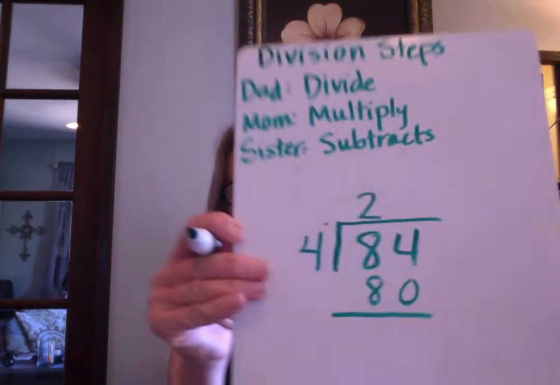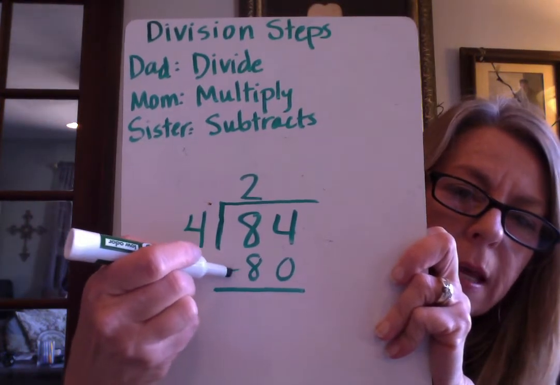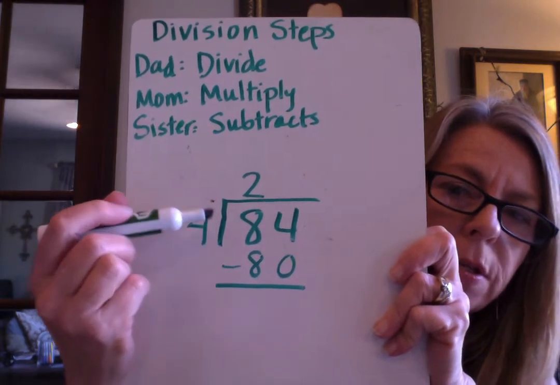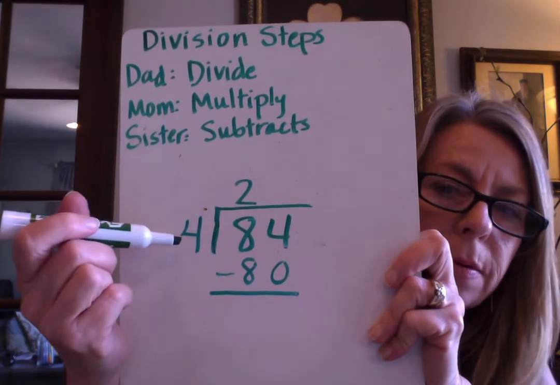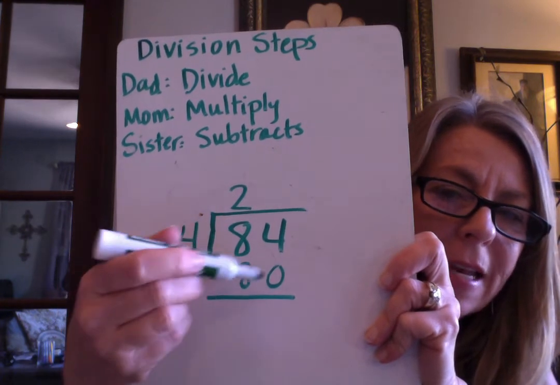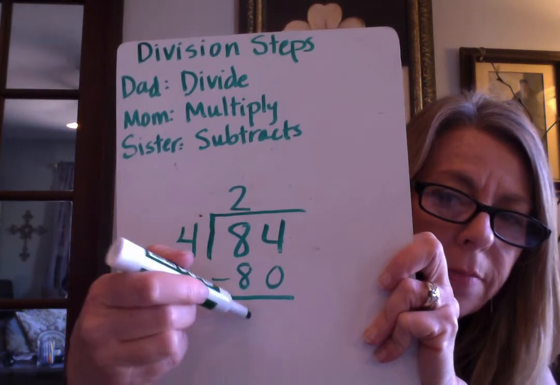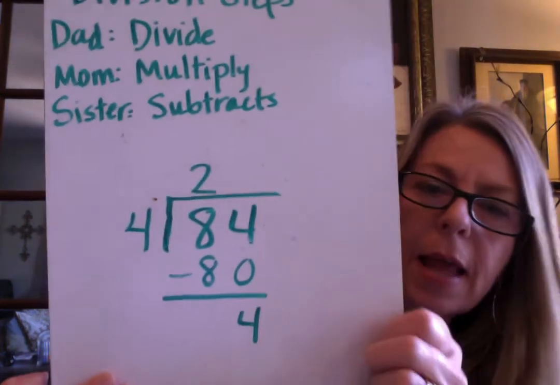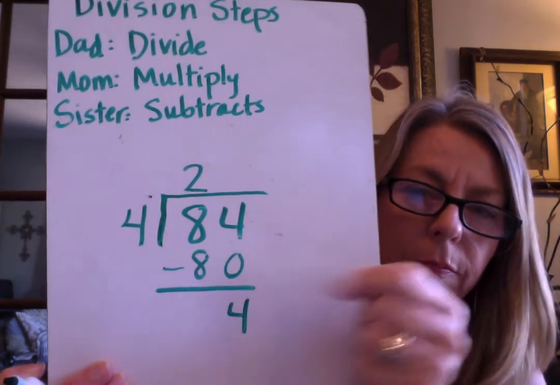Okay, now sister's going to come along and she's going to subtract. Now the reason we're subtracting is because if we're taking 8 tens and dividing it by 4, we're going to end up with 2 tens. So we've already divided 80 of these. So we want to take this out of our number. So we just go ahead and subtract 80, okay? So you can see we are going to have the answer 4, okay? And that is 4 in the ones place. So remember, this is all the ones column, the tens column, okay?